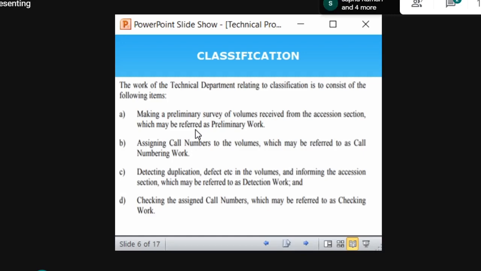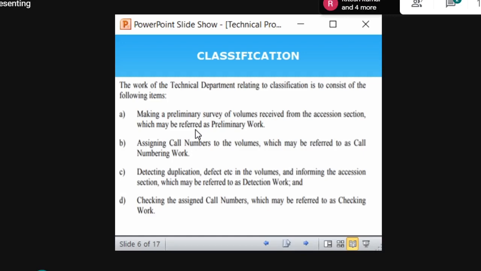In the technical section there will be different subsections. One section will do the classification work, one section will do the cataloging work, right? So the classification part of the technical section will do these kinds of work. They will make a preliminary survey. See, everywhere the word survey is there. Survey is used in research, survey is used everywhere in the library, because that is important. Survey means you are doing an analysis of volumes received from the accession section. I told you the accession section has now transferred books to the technical section after accessioning.